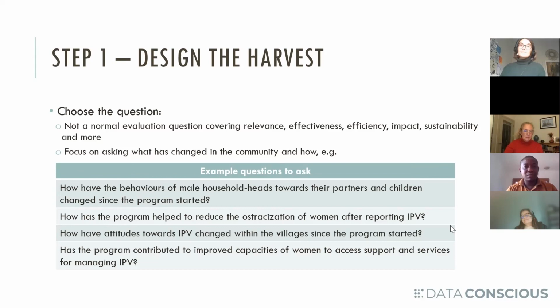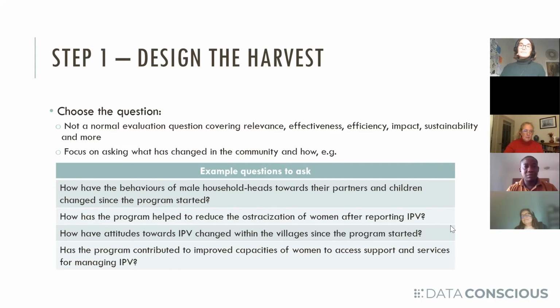How have the behaviors of male household heads towards their partners and children changed since the program started? So see, it's clear I'm asking about a particular group of people, male household heads, particular behavior, their behavior towards partners and children, and a particular time frame since the program started. So all of these points are clear, and I'm asking, how has that change happened? Tell me more about that change. The other questions are similar.